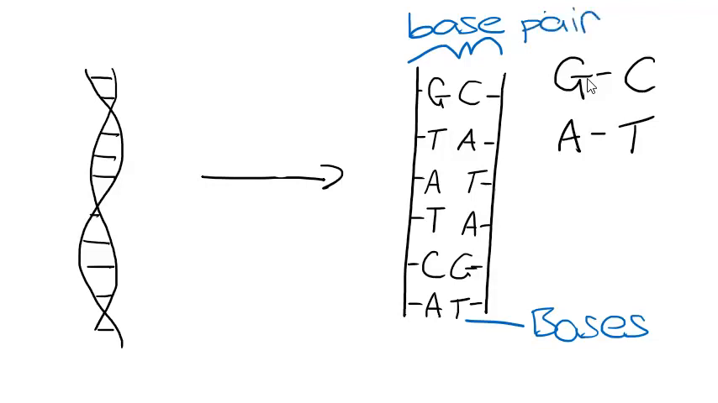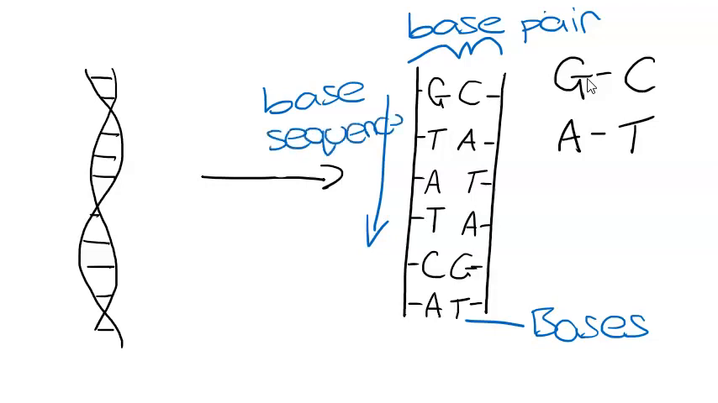And the order in which they go throughout the DNA, so here the order of them is G, T, A, T, C, A. We're just worried about one strand when we're talking about the order in which they go. We call that the base sequence. And that is the beginnings of what we need to know when we're learning about how DNA works and how genetic information is passed on from parents to offspring.